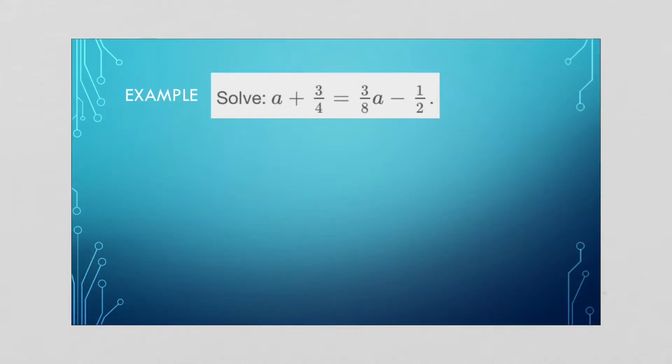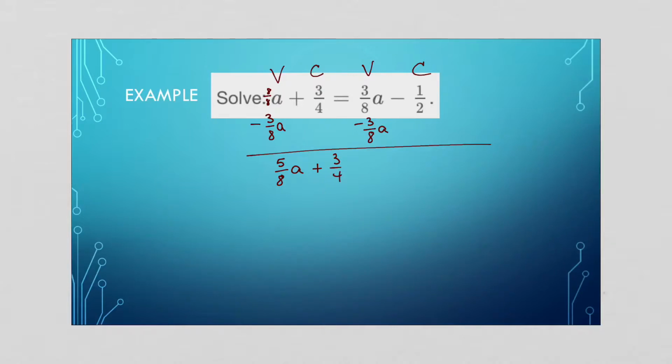Alright, so for this problem, we've got a variable term here, a constant term right here, a variable term here, and a constant term right here. Again, I usually pull my smaller variable term to my larger one, and 3/8 is smaller than 1, so I'm going to subtract 3/8 a from both sides. And this a is the same thing as having 8/8 right there in front of it. So I'm left with 5/8 a plus 3/4 is equal to, don't forget this sign right here, negative 1/2.